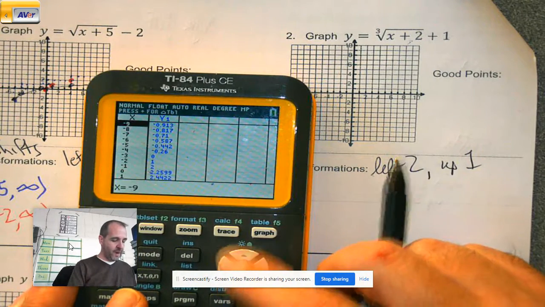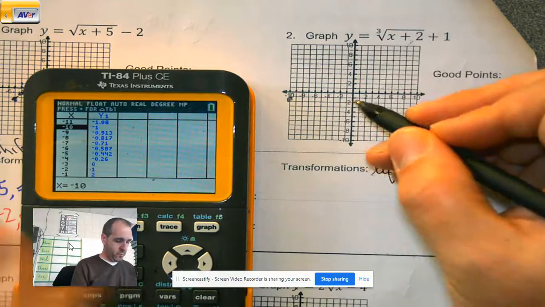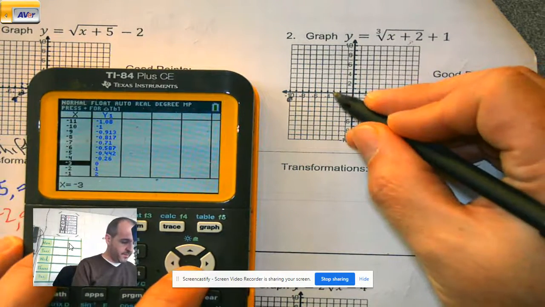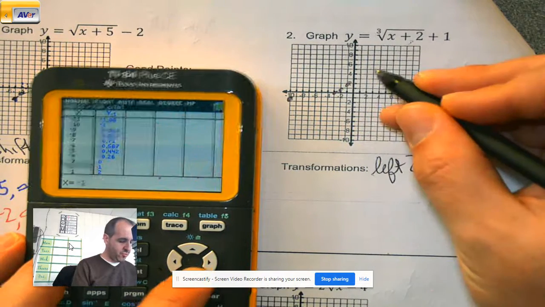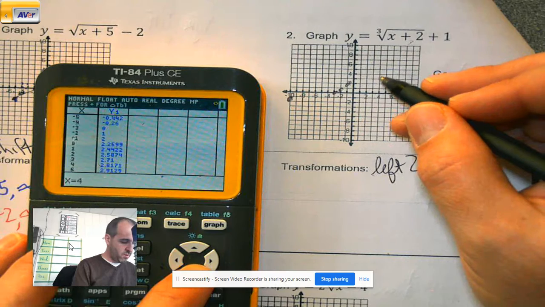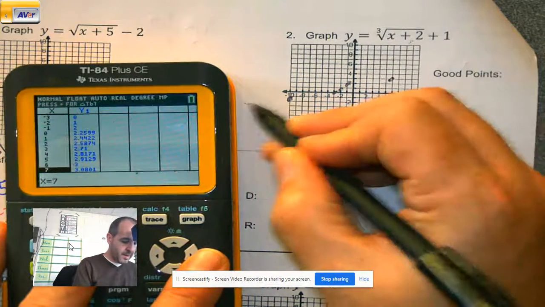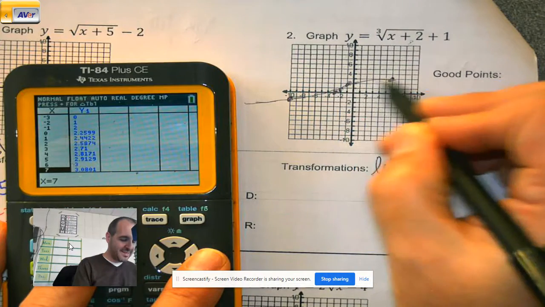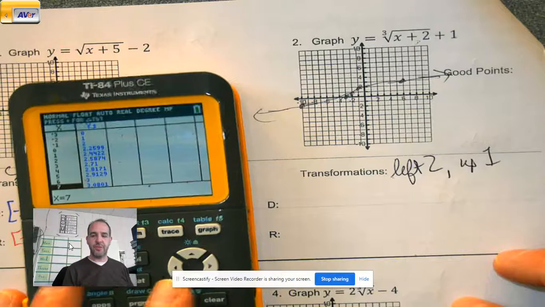So when I go to find my points, negative 10, negative 1, negative 3, 0, negative 2, 1, negative 1, 2. I think I'm going to get one more. There it is, 6, 3. Again, we still want to be accurate with these. We don't just want to scribble some crazy sketch that makes no difference whatsoever.